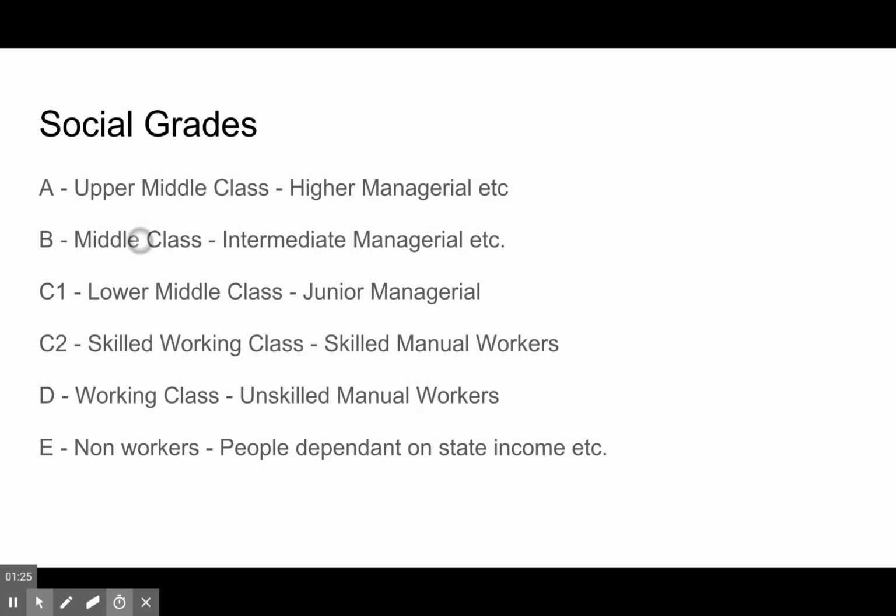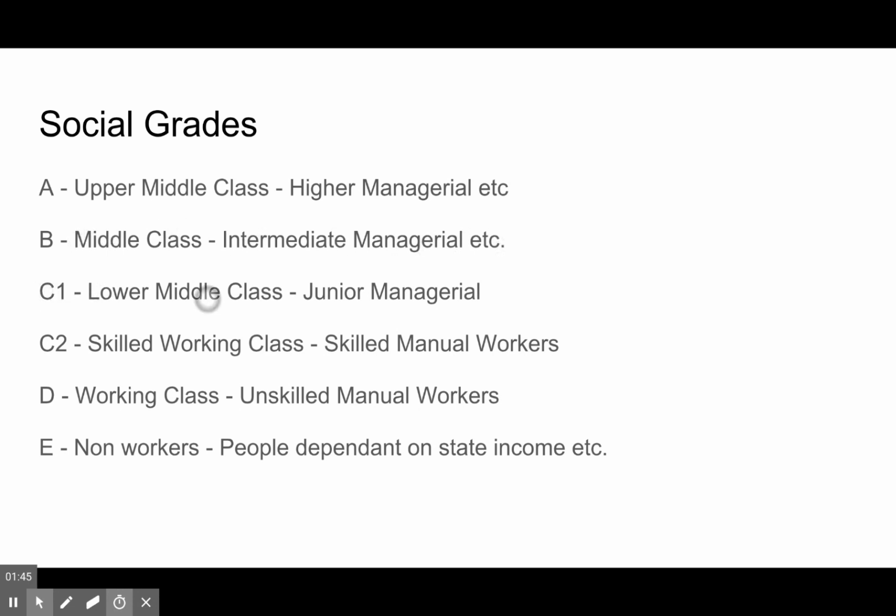You then have B, which is middle class. This is intermediate managers. You're looking at teachers and things like that, people who are paid pretty well. They've got a decent lifestyle, but aren't quite up there with A. Generally, these people will need some form of qualifications to get their employment.